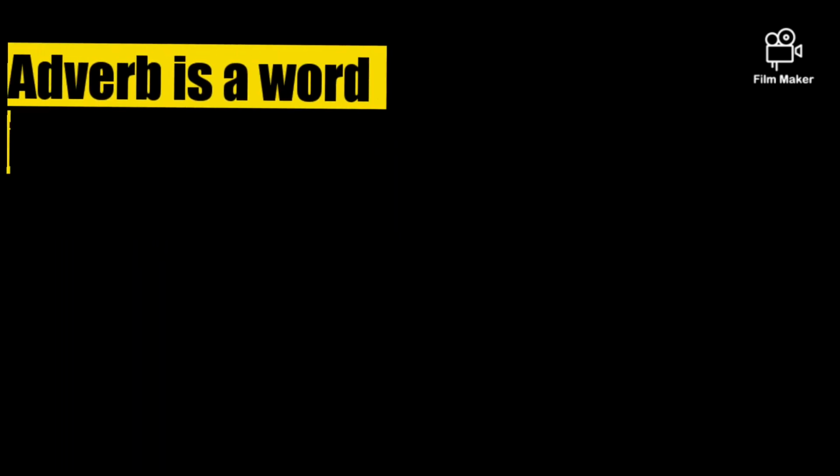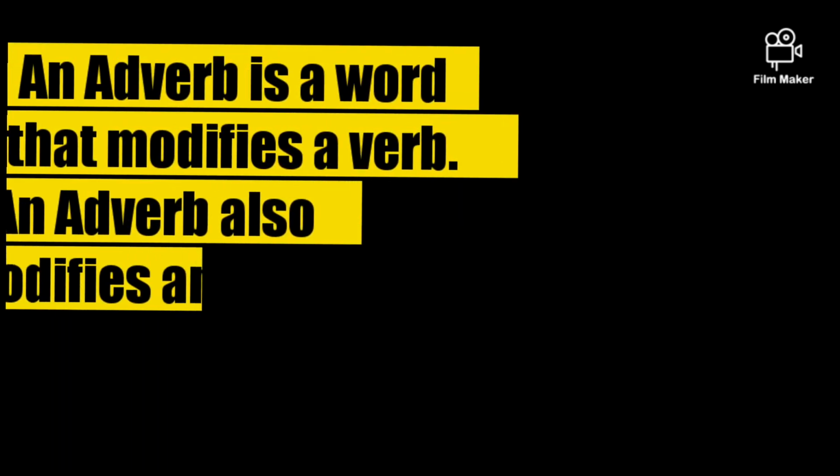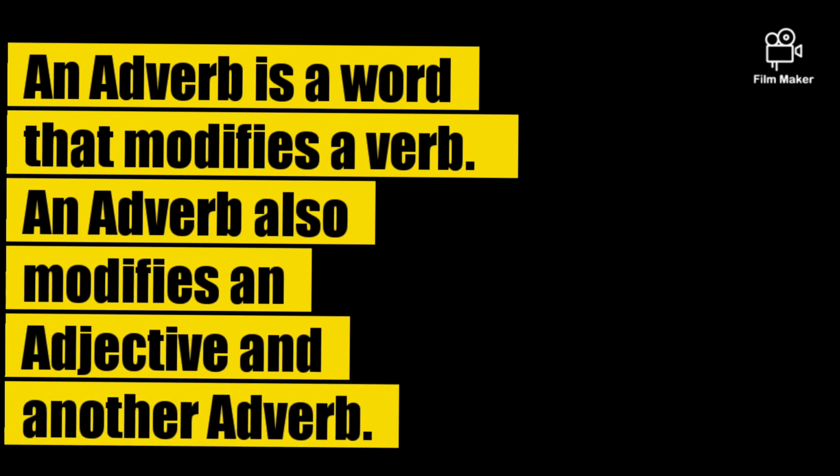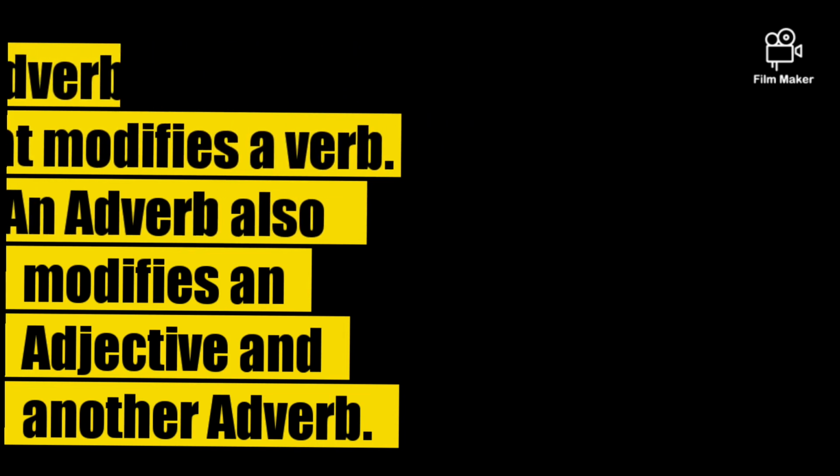An adverb is a word that modifies a verb. An adverb also modifies an adjective and another adverb. Here are some examples of adverbs. Slowly, very, well, loudly, amazingly.